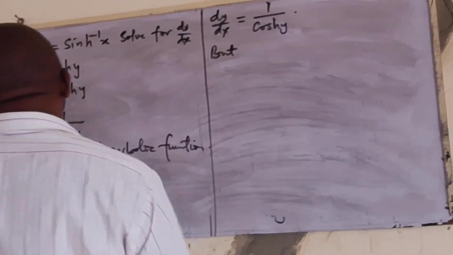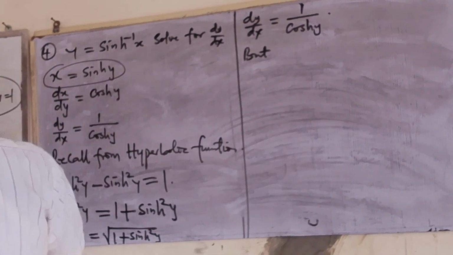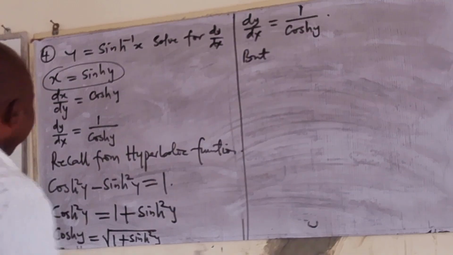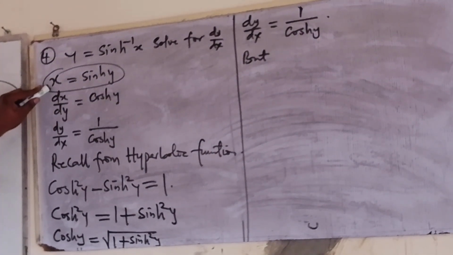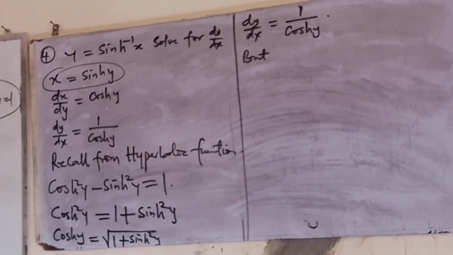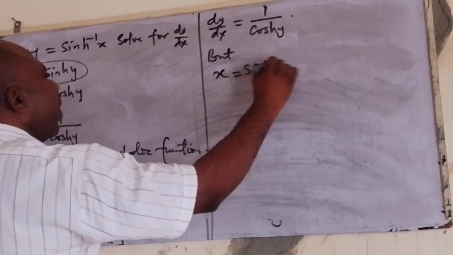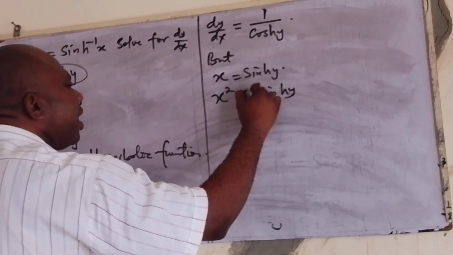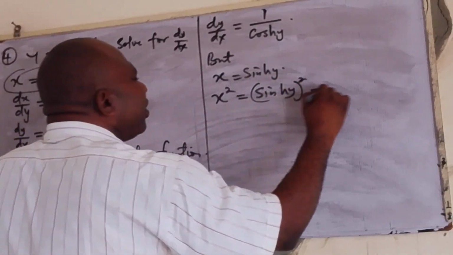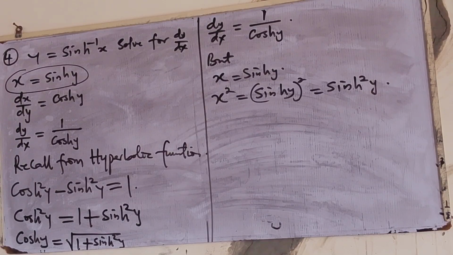Now let's look at the value of our sine hy. Remember our sine hy is equal to x. So if sine hy is equal to x, the value of our x squared now will be sine hy all squared, and that will give us sine h squared y.